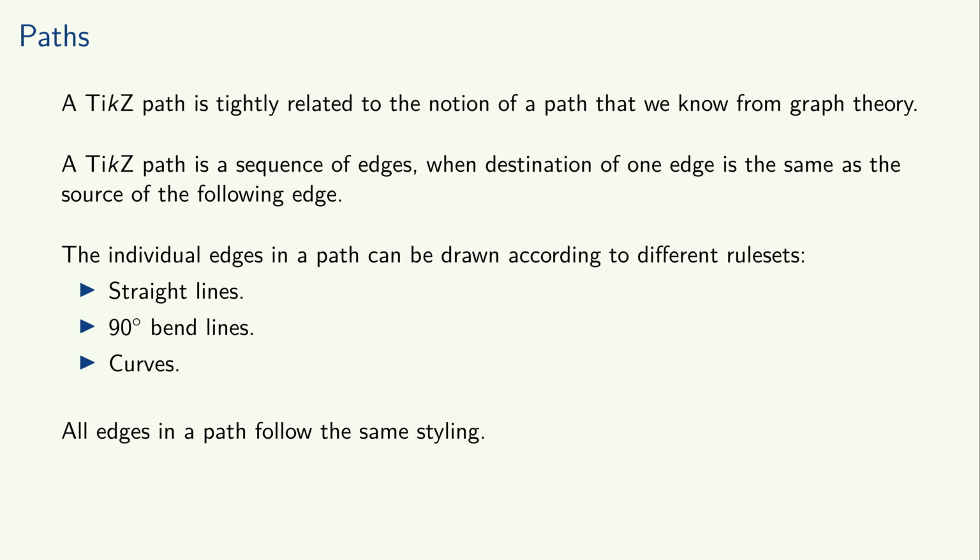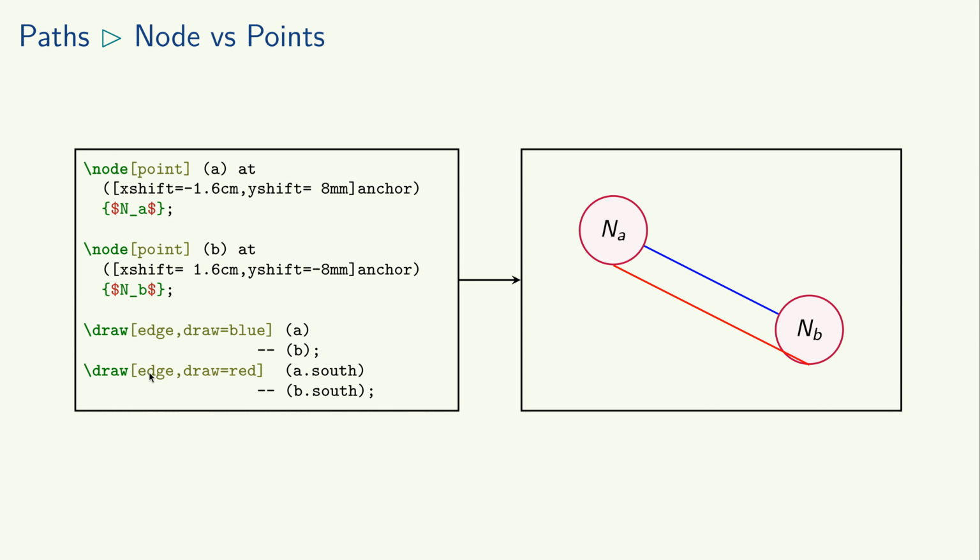Each of these edges can be drawn according to a number of different rule sets. Either we have straight lines, or we have 90 degrees bent lines, which are all horizontals and verticals, or we have curves. And all of these edges in a path follow the same styling, or are drawn according to the same styling. This styling is different from the rule sets. But let's start by looking at those rule sets.